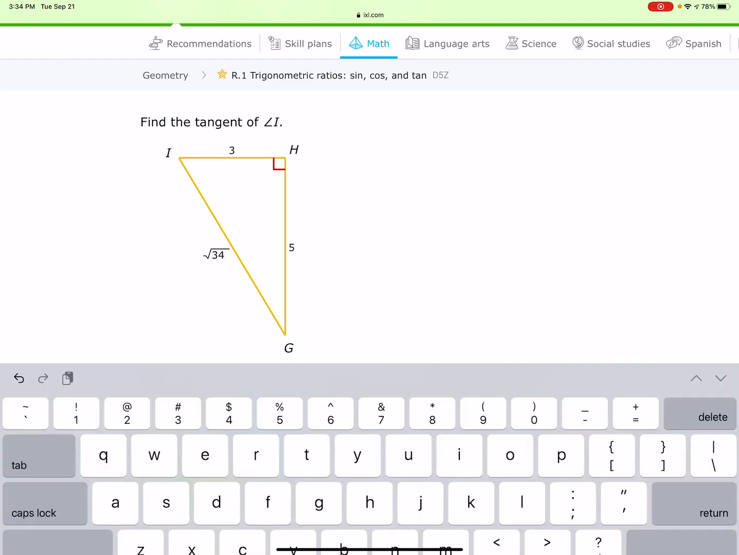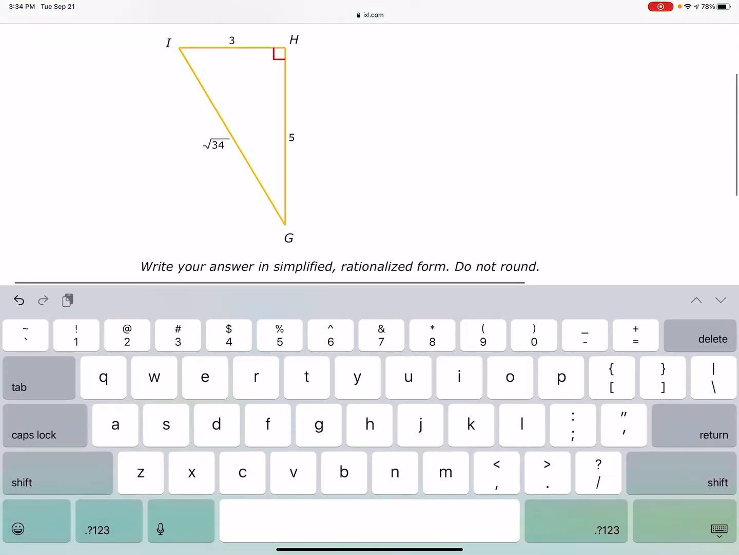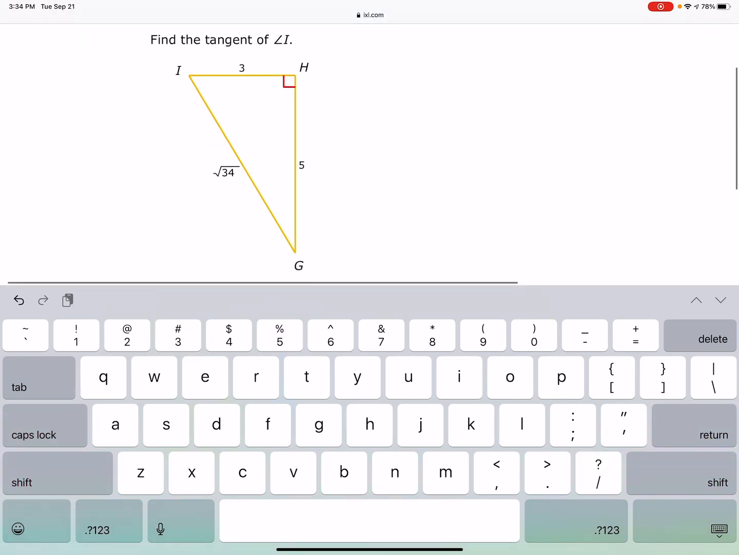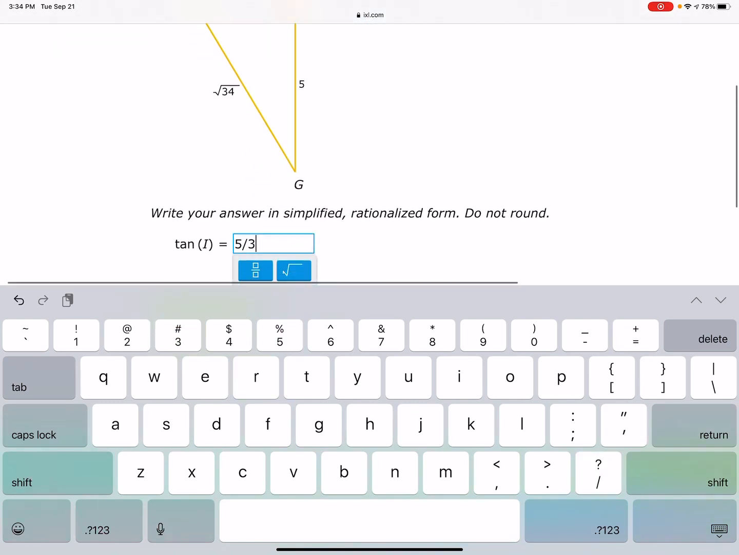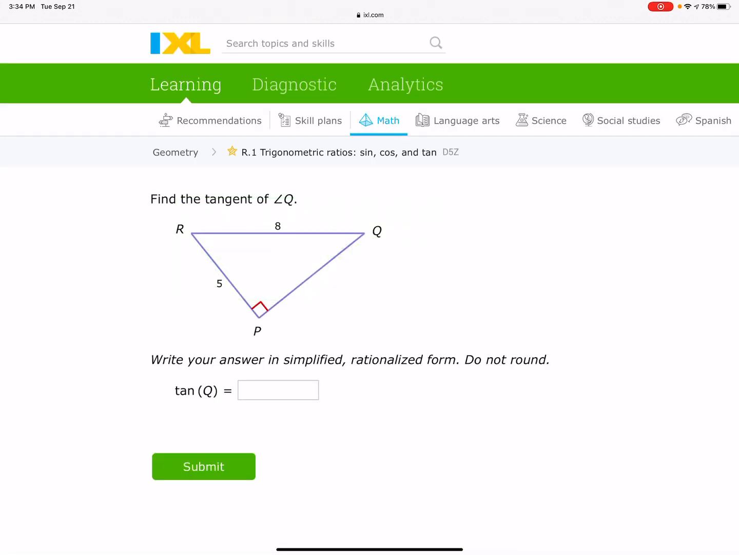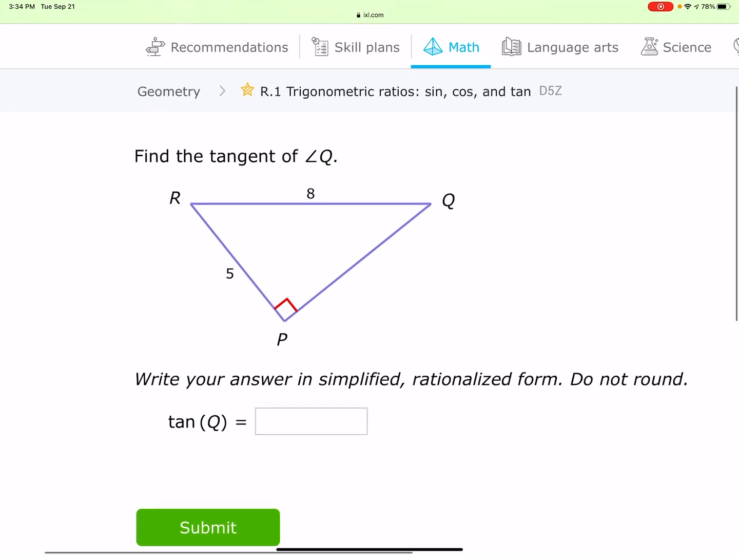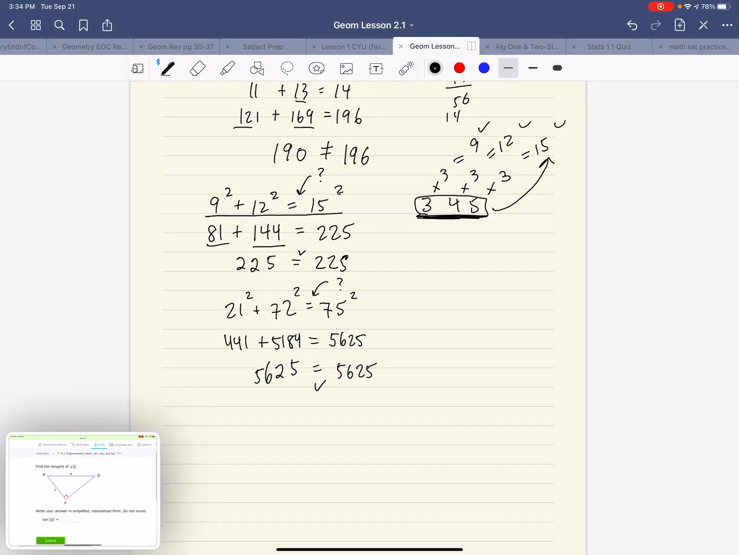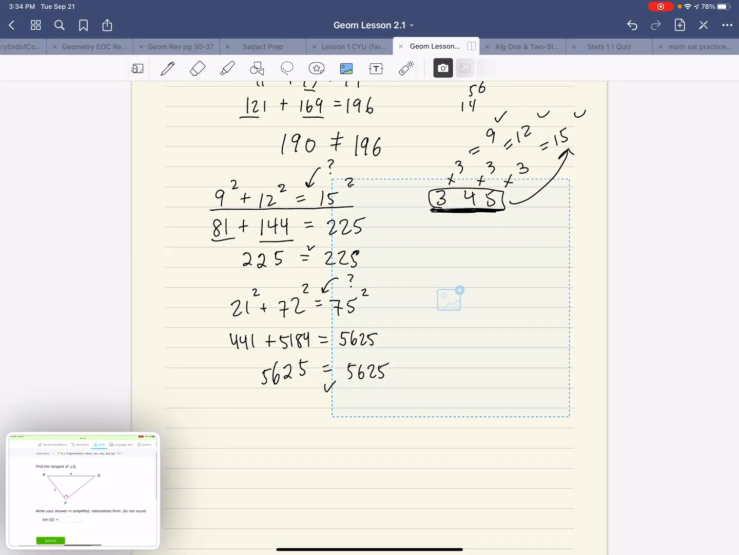So the tangent of I is opposite 5 over 3. Tangent is opposite over adjacent, so 5 over 3. Oh, I didn't need that square root sign. Here, tangent of, oh, they did it. I'm going to have to get out my piece of paper now. Okay, so tangent, they got harder. We knew it was going to get harder.